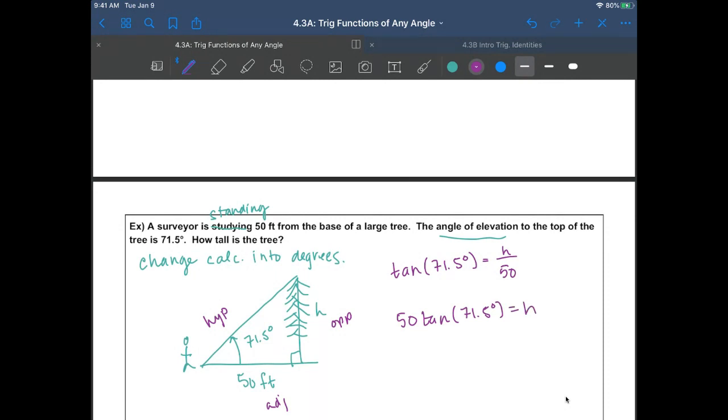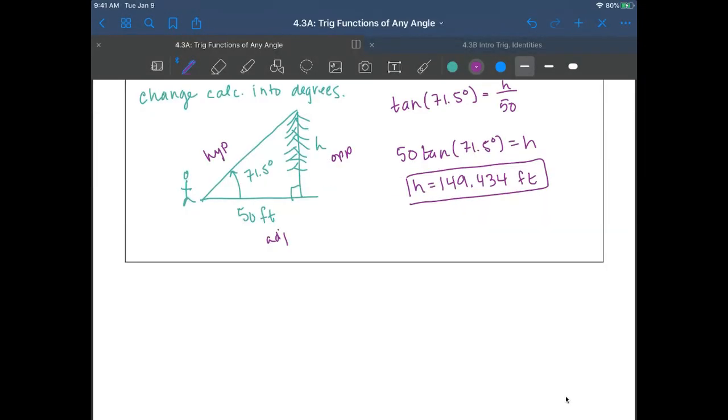So that gives me, I'm going to change my calculator to degrees. Tangent 71.5 times 50. Yeah, the height of the tree is 149.434 feet. And that is it for this lesson.